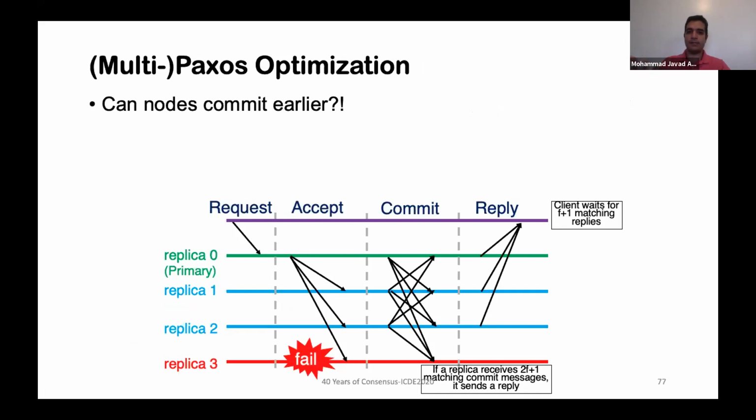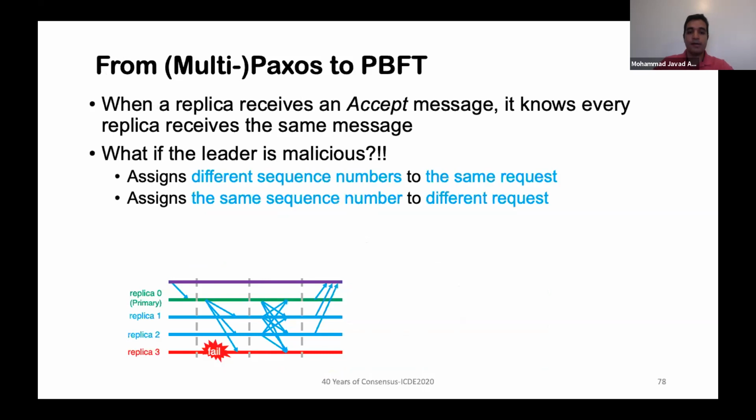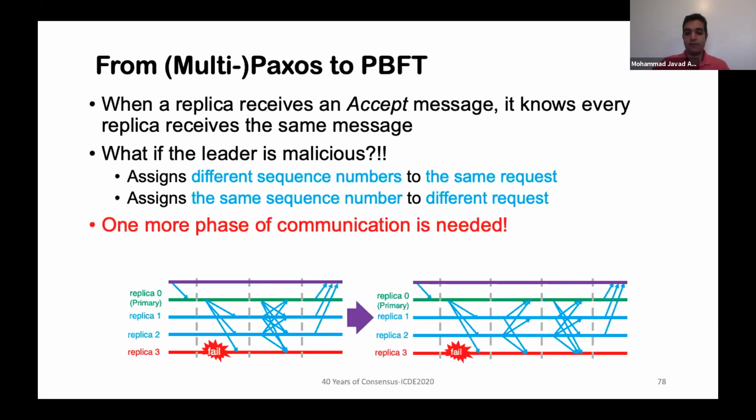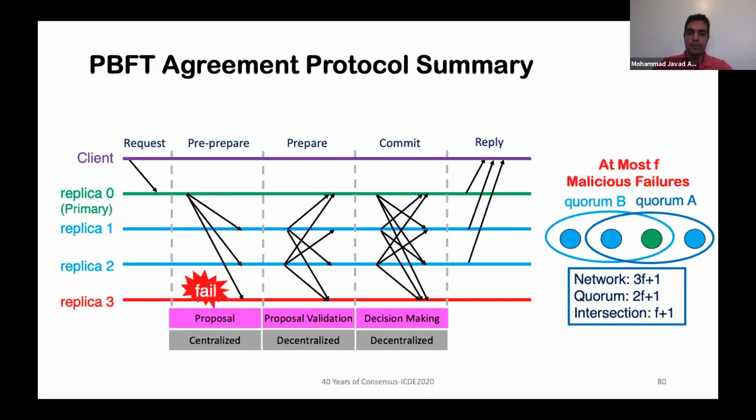Does the primary send the same thing to all of us, or is it different? As a result, once the leader is malicious, it can assign different sequence numbers to the same request or assign the same sequence number to different requests. It can behave maliciously. So we need one more phase of communication to check the primary. So that is PBFT.